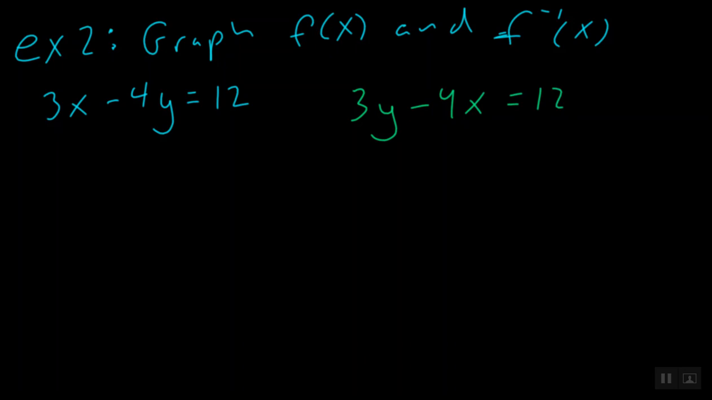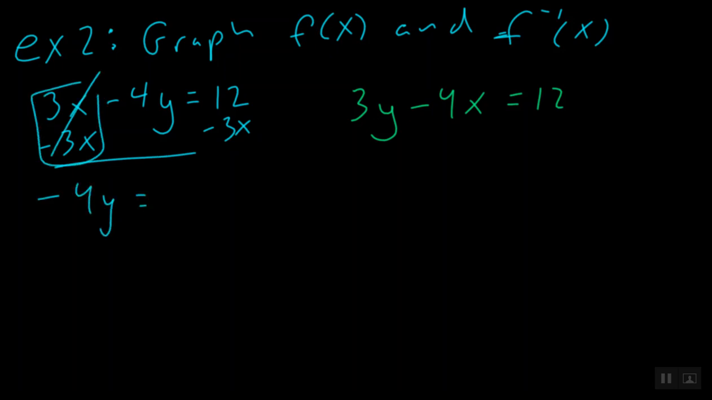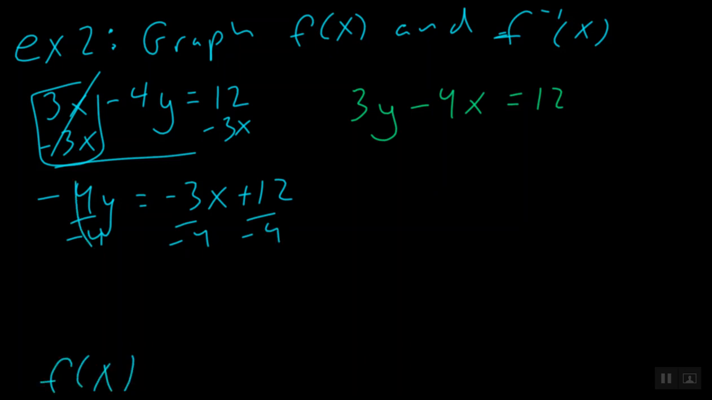Now, in both cases, let's solve for y. So here, I start by moving my x term. I subtract 3x from both sides, and I have negative 4y is equal to negative 3x plus 12. From here, I can divide everything by negative 4, and I'll get this, f of x is equal to positive 3 over 4x minus 3.